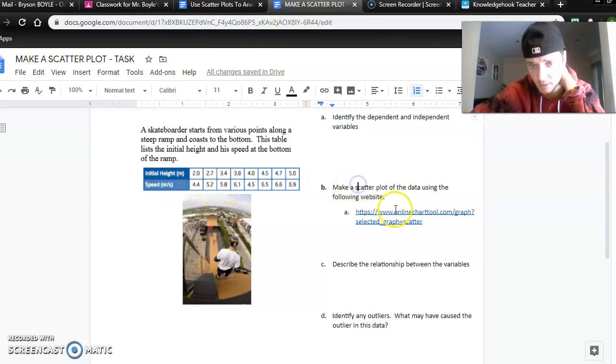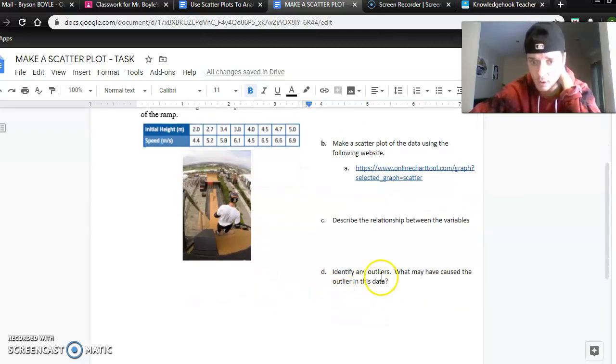You're going to have to make a scatter plot using this online website. I'll go over that in 30 seconds. You're going to have to describe the relationship between the variables. So how are initial height and the speed of the skateboarder related? What's the relationship between those two? And then you have to identify any outliers, and try to come up with an idea what may have caused this outlier.